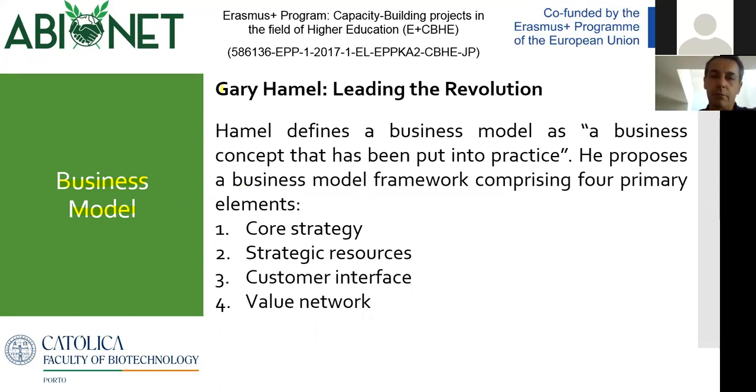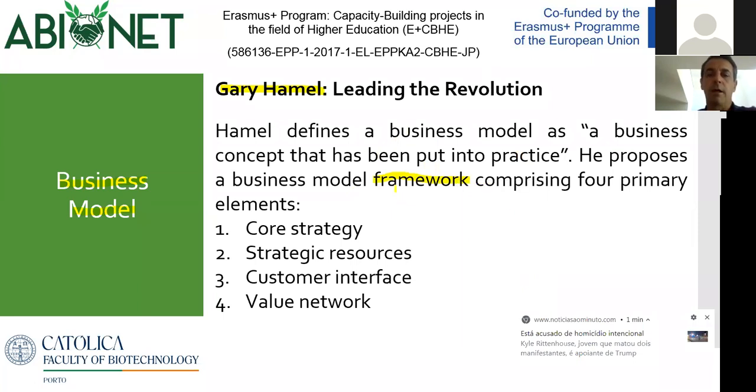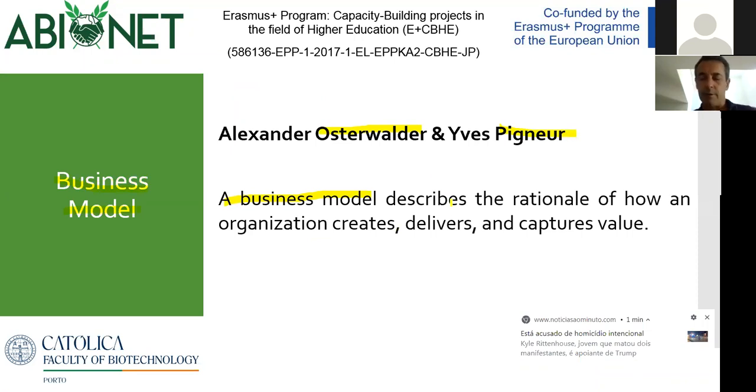If we look to other well-known authors like Gary Hamel, he speaks about a business model as a framework, a structure that should include four primary elements: core strategies, resources, the relation with customers, and the network for creation of value. These are concepts that could match the previous definition from Osterwalder.